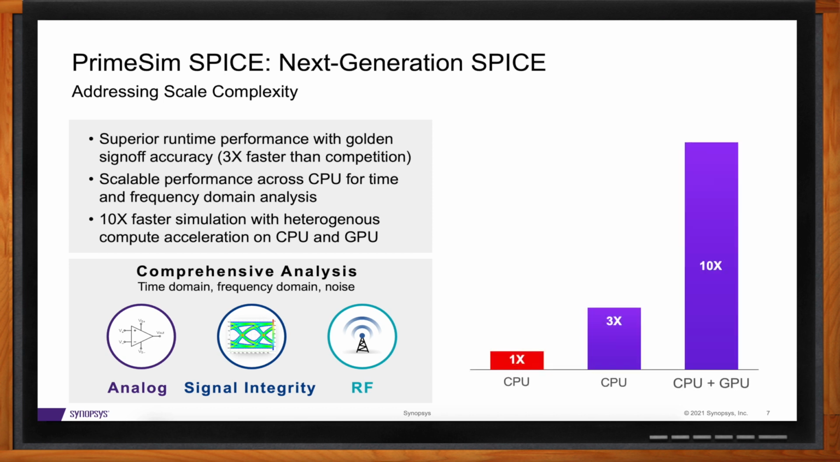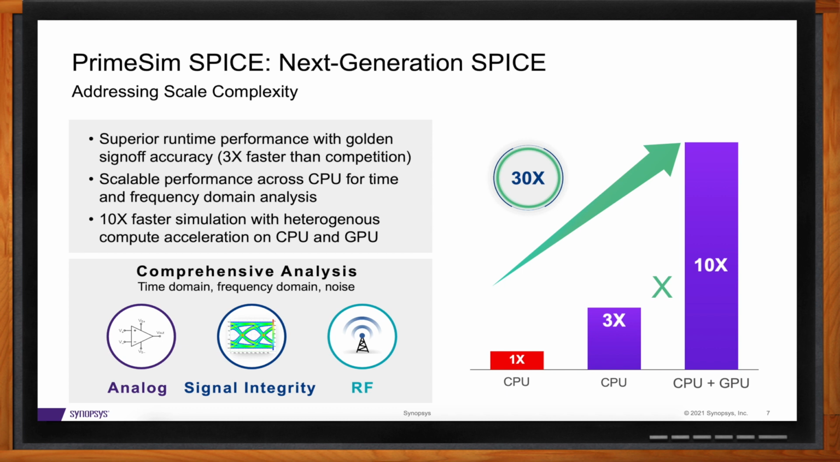So if we think about it, we are 3x faster than any other simulator, and by using the GPU, we are 10 times faster than that. So today we are running 30 times faster than any other simulator in the market. And I would like to say that this is not just about faster transient or time domain simulation. This is a complete SPICE solution with time domain, frequency domain, noise analysis, everything that is needed for analog or signal integrity or RFIC simulation.